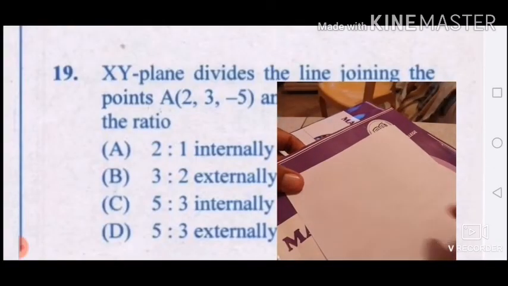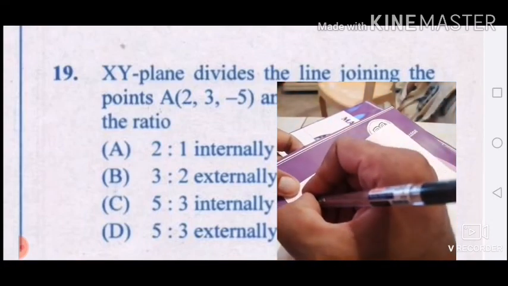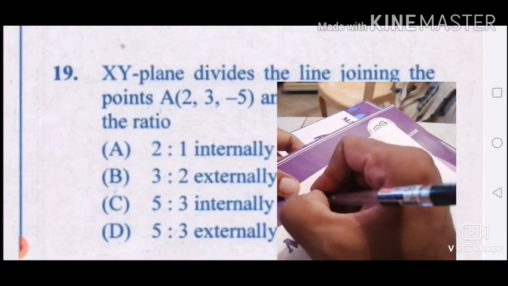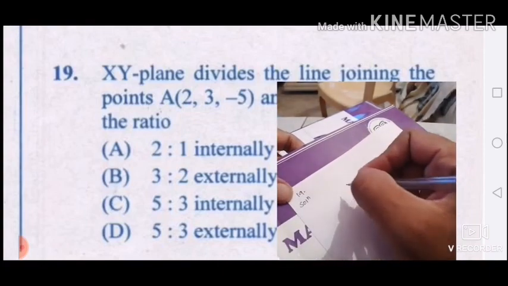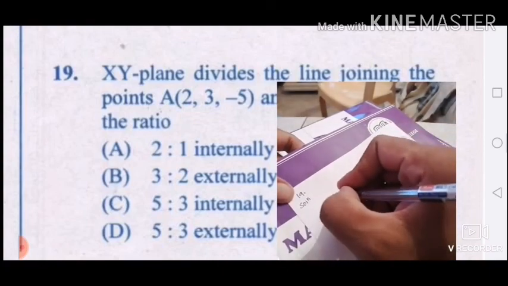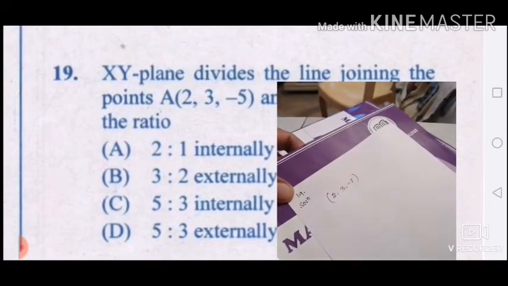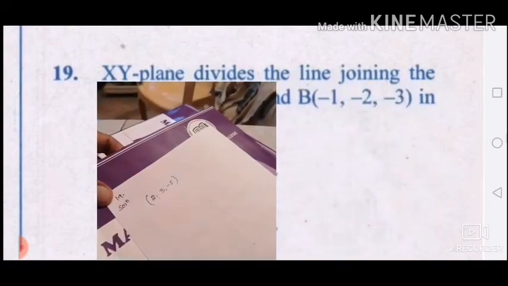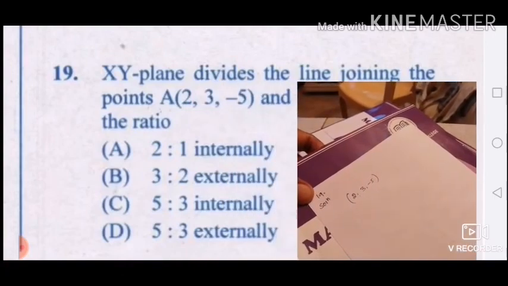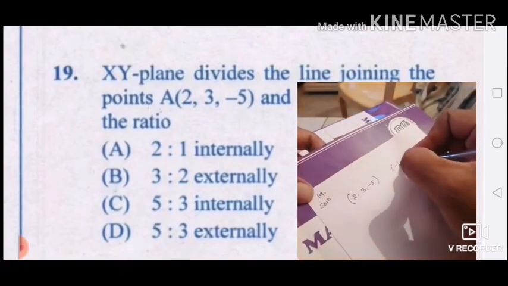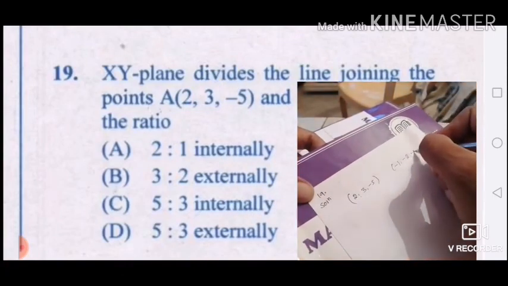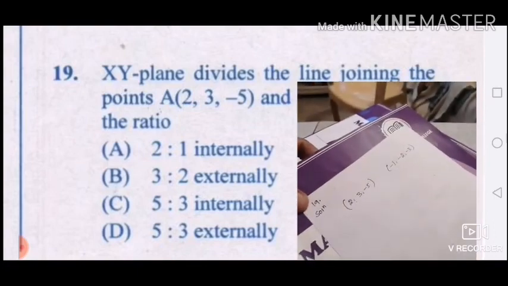Solution for 19 question. Given points 2 comma 3 comma minus 5, and there are some shortcut techniques that you can use everywhere. Minus 1, minus 2, minus 3. One second, I'm going to check.